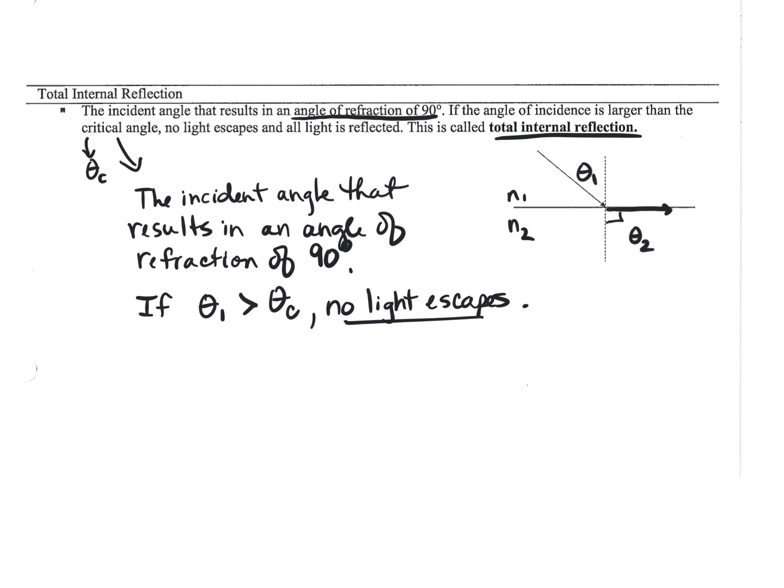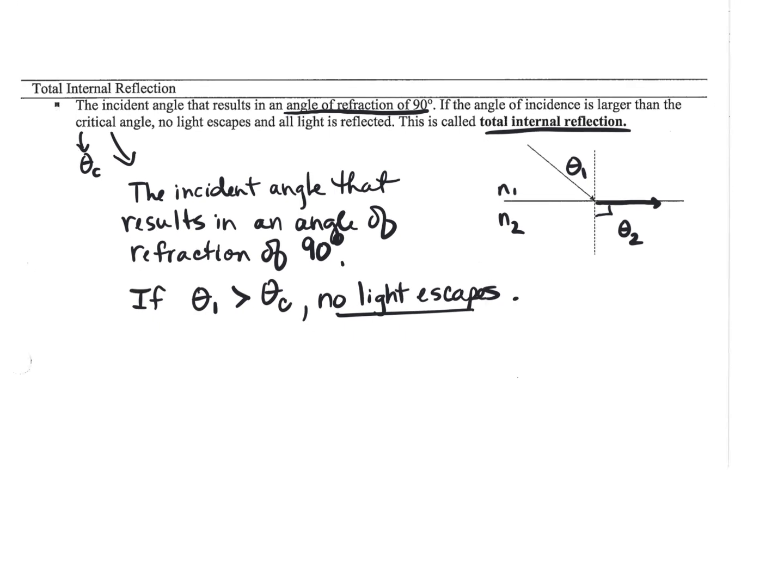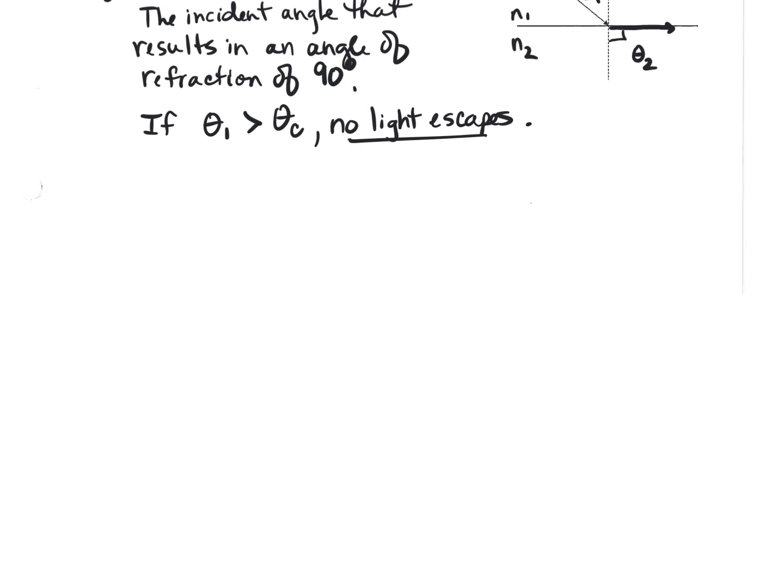So let's see what that looks like in Snell's law. How do we find the critical angle? Think about it. N sub 1 sine theta sub c equals n sub 2 sine of 90. And what is sine of 90 degrees? 1, isn't it? So basically what we get is n sub 1 sine theta sub c equals n sub 2.